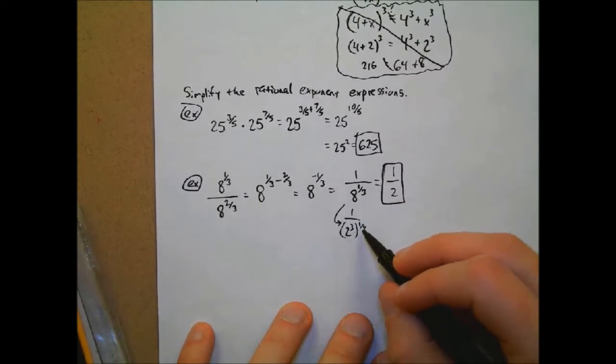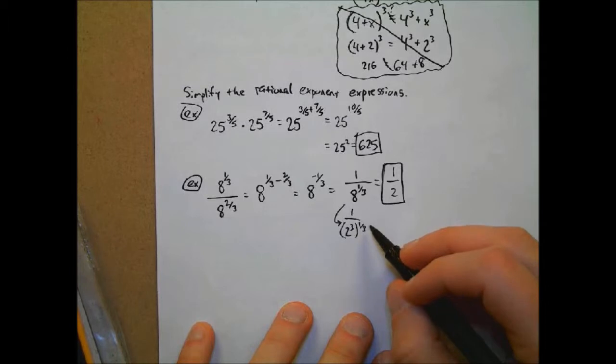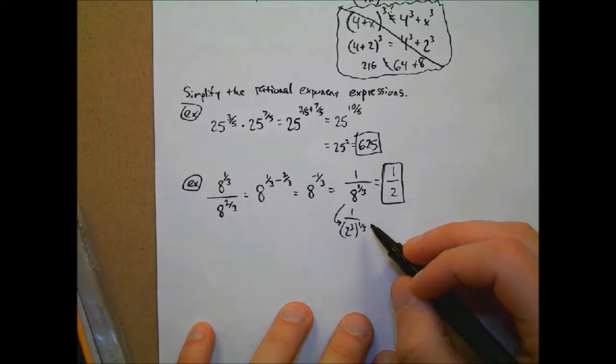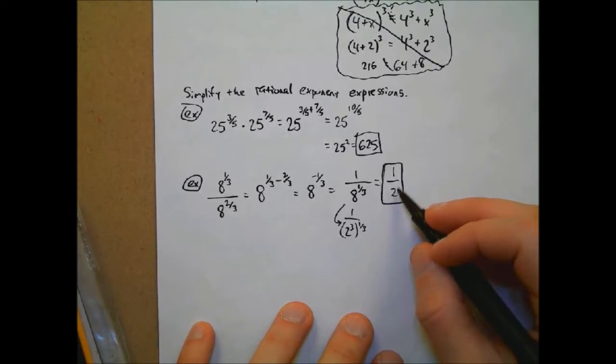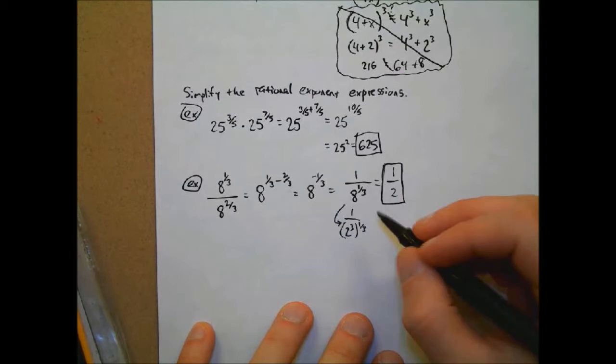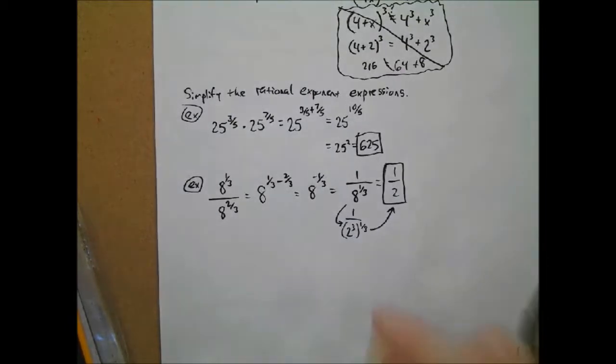How do we simplify when you have a power raised to a power? How do you simplify your exponents? What's 3 times 1/3? What's a third of 3? 1. And look at that. We get 2 to the 1. Okay? So you see it simplifies, if you really want to get down to the nitty-gritty of the exponent properties there. It simplifies that way too.